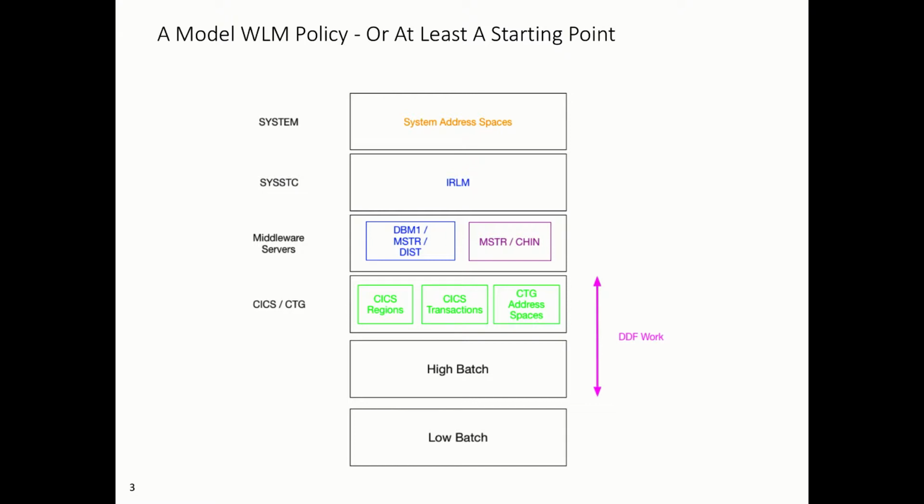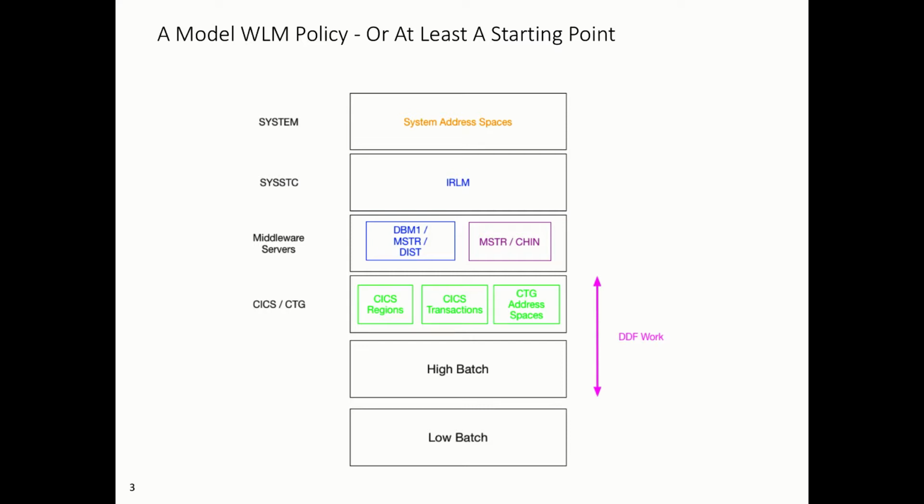Below online transactions, one would put batch, and batch should be divided into high batch and low batch at very least. Now, what constitutes high batch and what constitutes low batch is an interesting side discussion. And for completeness, you'll see DDF work in the purple colour to the right. Well, DDF work is going to be of varying degrees of importance, particularly if you're using multi-period aging. And that should be alongside transactional work, but below the serving address spaces.